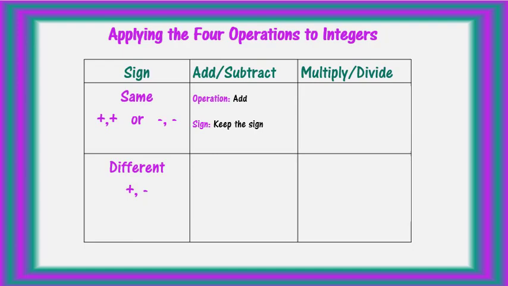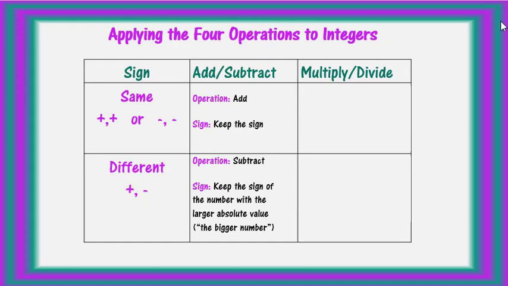So the first case, if the signs are the same and we are combining, the operation is going to be add, and we are going to keep the sign. Second case for adding or subtracting, if the signs are different, if we have 1 positive integer and 1 negative integer, the operation is going to be subtraction. And please pay attention to this. Here we're going to keep the sign of the number with a larger absolute value.